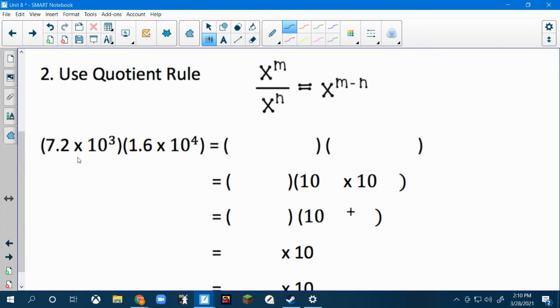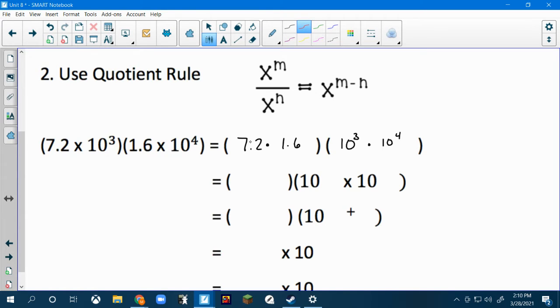First one we got is 7.2 times 10 to the third times 1.6 times 10 to the fourth. So what you kind of want to do here is rearrange. This is all multiplication, so we can change some stuff around. 7.2 times 1.6. We're going to put our numbers together, and we are going to put our exponents together.